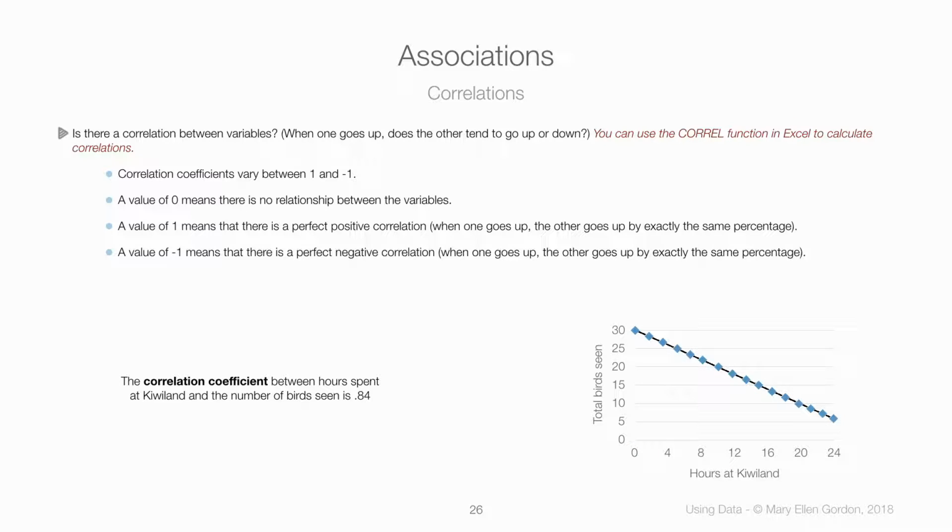A value of -1 means that there's a perfect negative correlation, which in turn means that when one goes up, the other goes down by exactly the same percentage. So there we expect everybody to be in a perfect line, but the line would be going down this way.